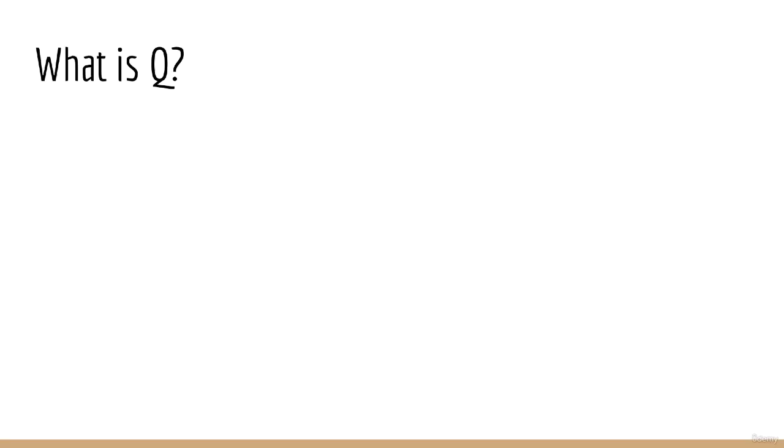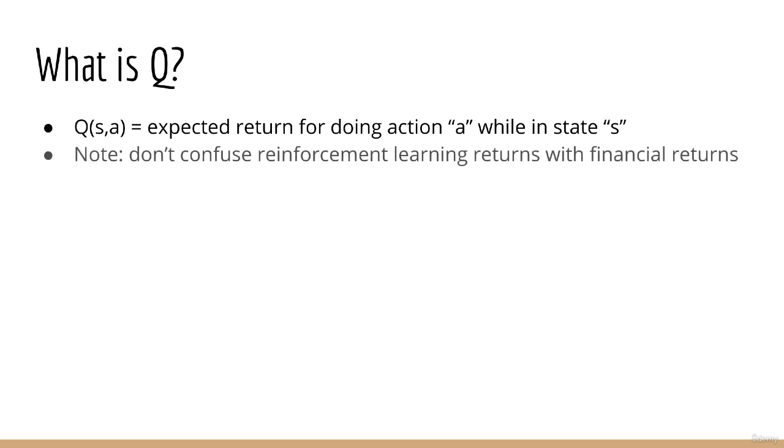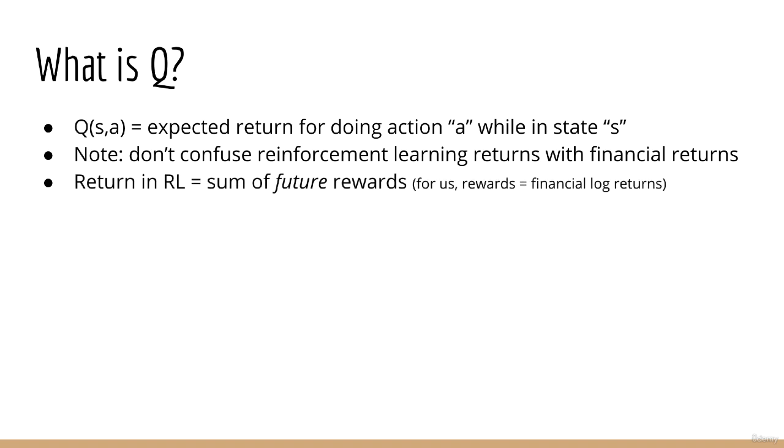Okay, so what does Q actually represent? The Q table represents the expected return for doing the action A while in state S. Note that you should not get reinforcement learning returns confused with financial returns. When I say return in this context, it means the sum of future rewards. So Q for state S and action A represents the sum of future rewards I will expect to get in the next time step, the time step after that, and so on.